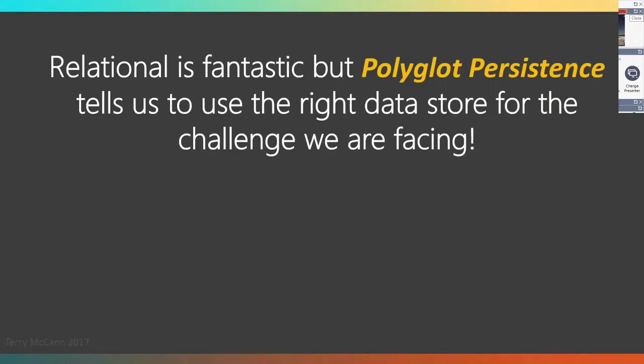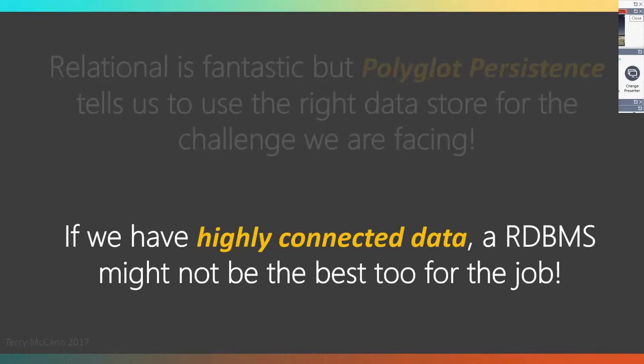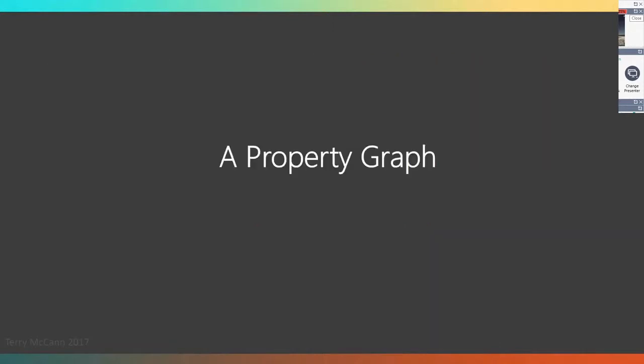So we know as developers, relational databases are fantastic. They are our bread and butter. But polyglot persistence tells us to use the right data store for the challenge that we're facing. And if we've got highly connected data, a relational database system just might not be the best store for that job. We might want to use something like a graph database. So as I said, relational database might not be the right answer. So what is the right answer? That could be a property graph.